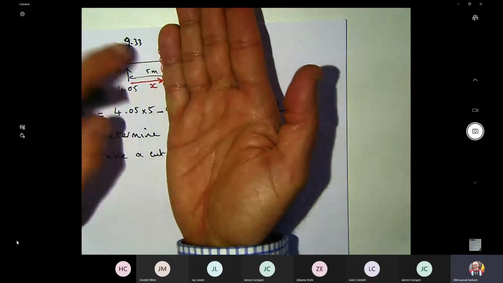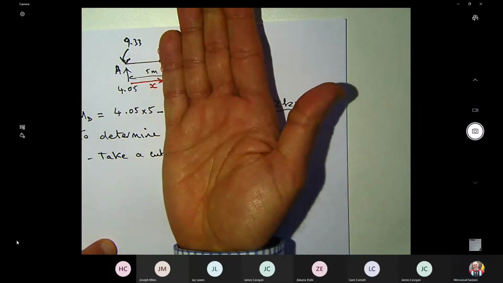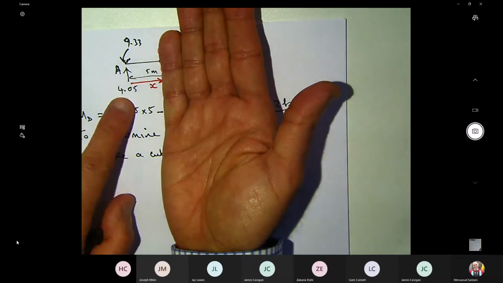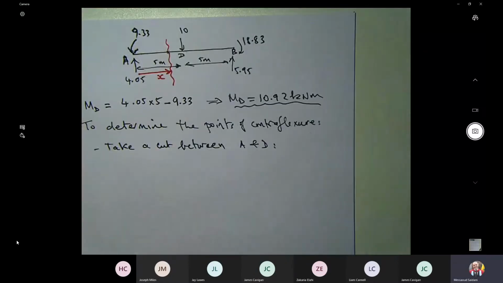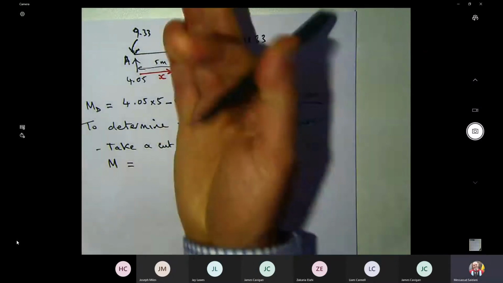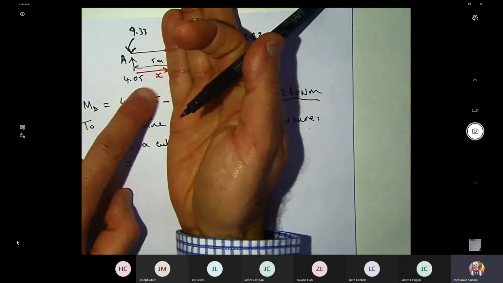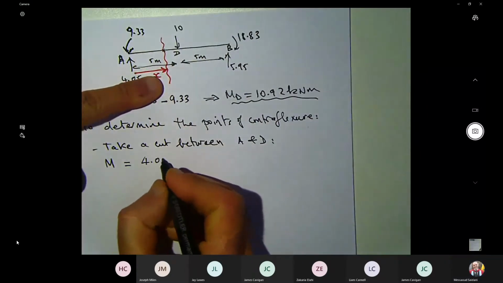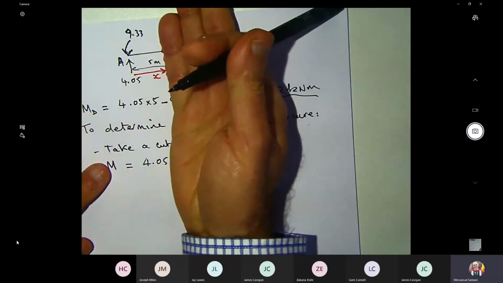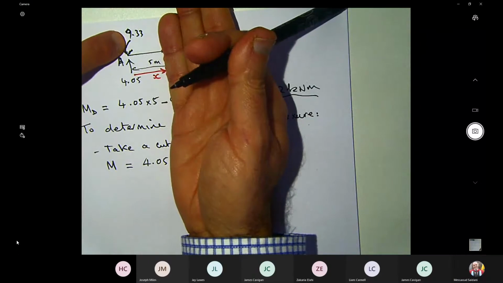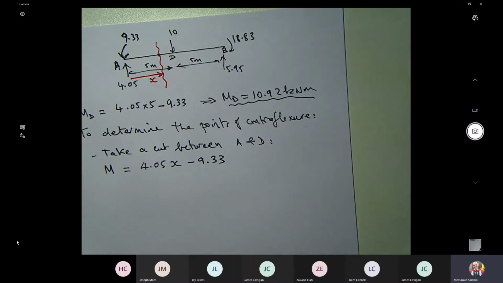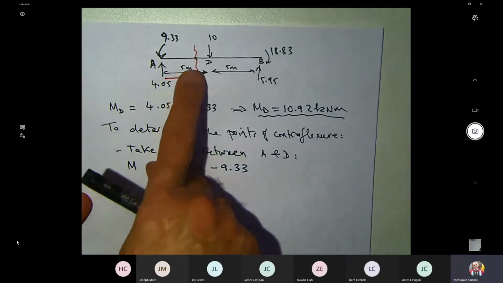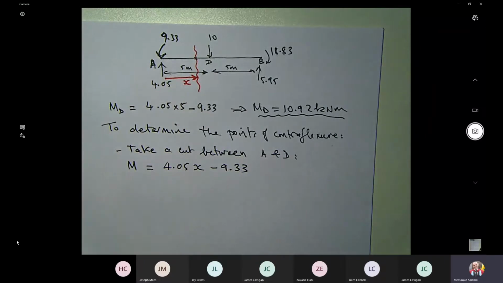Can you tell me what is the bending moment at the cut here? We have the reaction times x. Do you agree? Yeah. So M, the bending moment at the cut, will be 4.05 times x. Is there anything else? Exactly. Minus 9.33. And that's it. That's the equation of the bending moment between A and D.